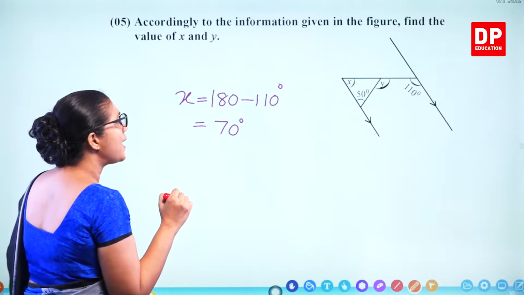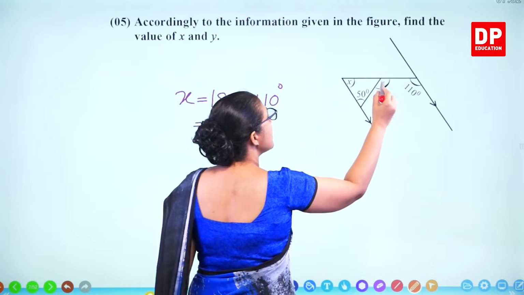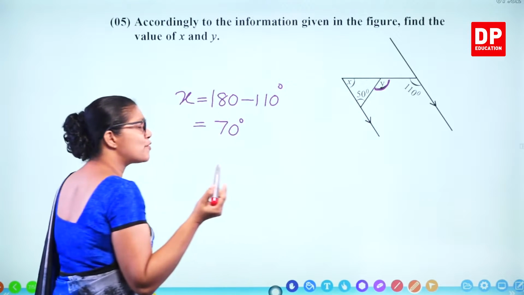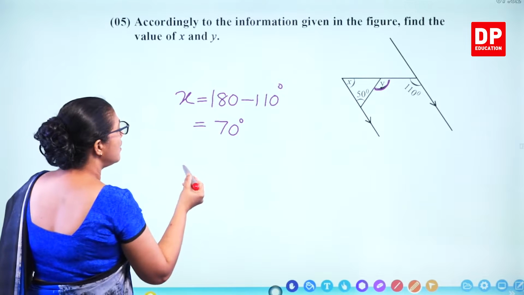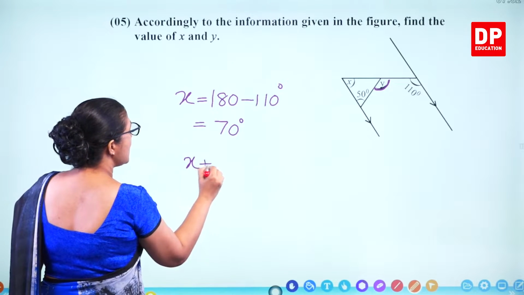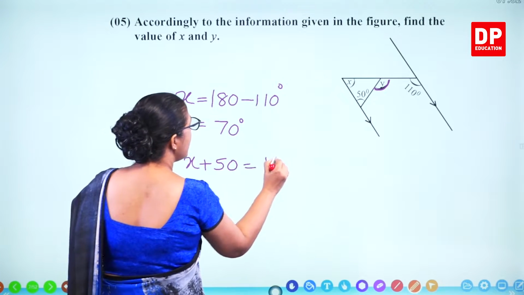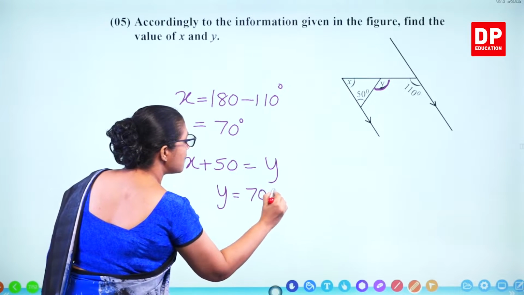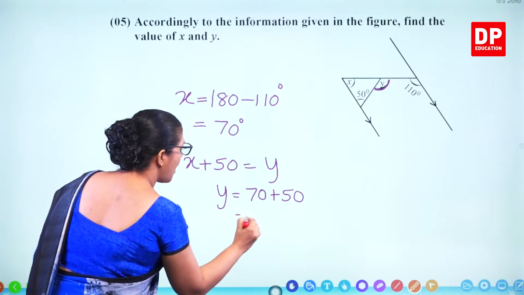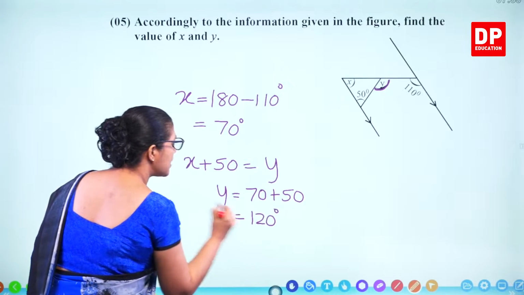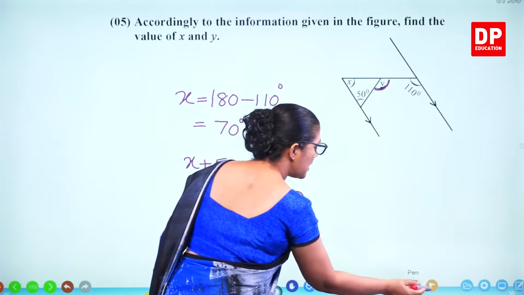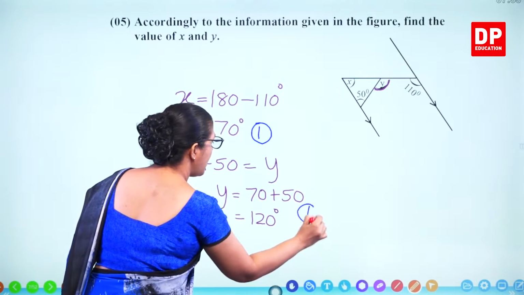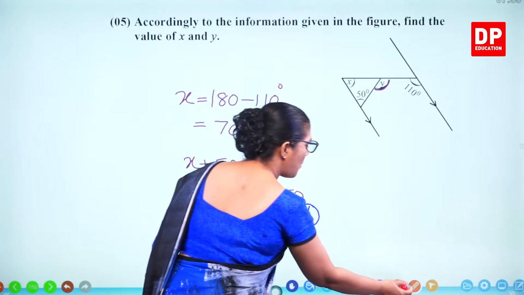Now what about y? Can you see the sum of these exterior angles, the sum of interior angles add up to y. X plus 50 equals y. So what's y? We found x is 70. 70 plus 50, 120. So x is 70, 1 mark. Y is 120, 1 mark.